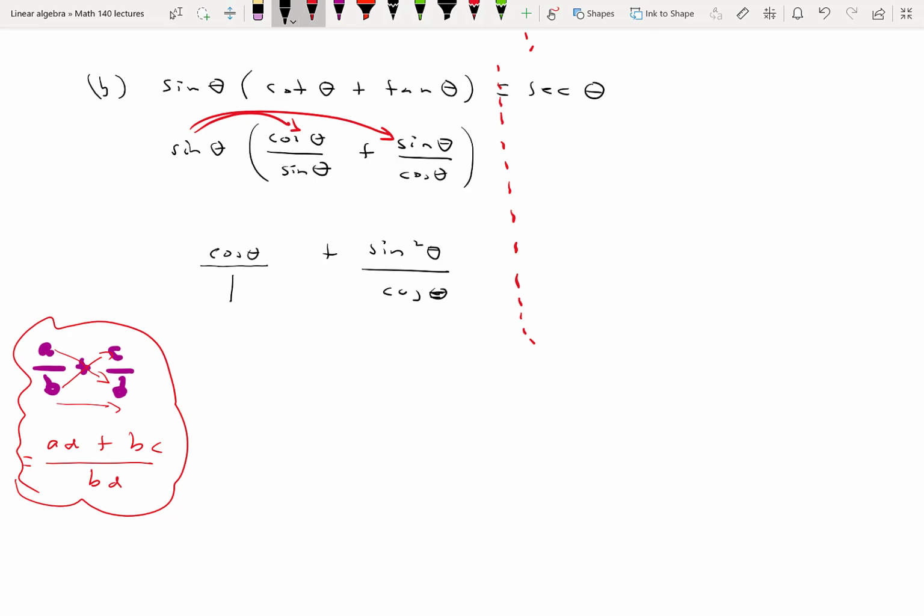I'm going to multiply in that downward direction. So cosine times cosine is cosine squared. And I'm going to multiply in the upward direction. So 1 times sine squared is sine squared. So plus sine squared. And then multiply straight across for a common denominator. So all over cosine.